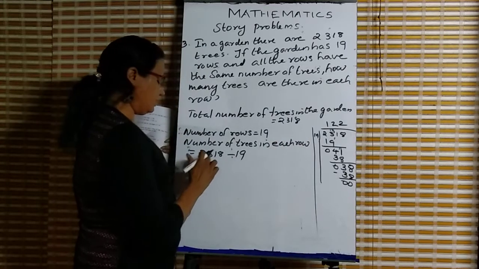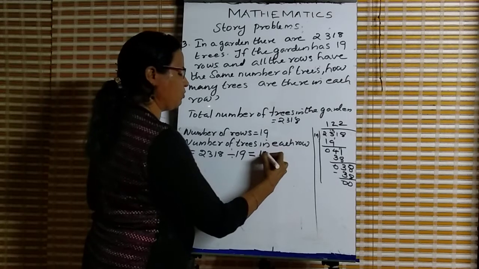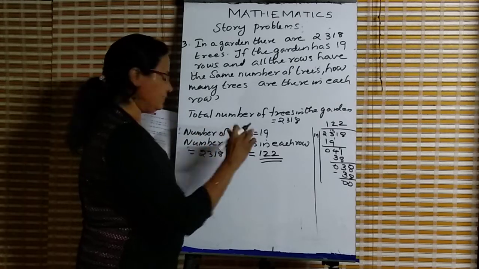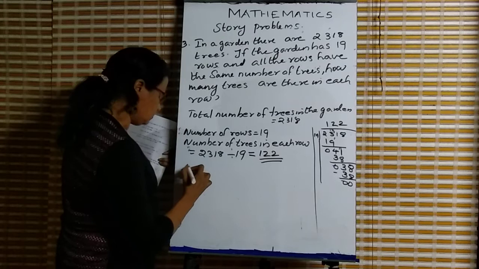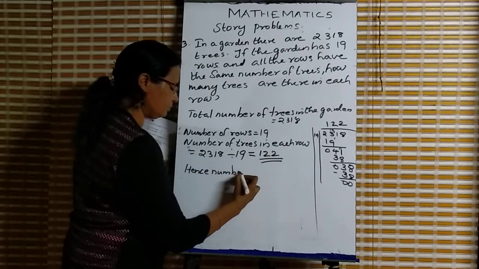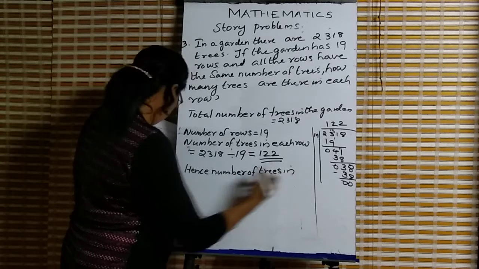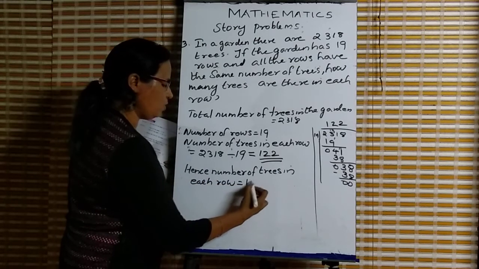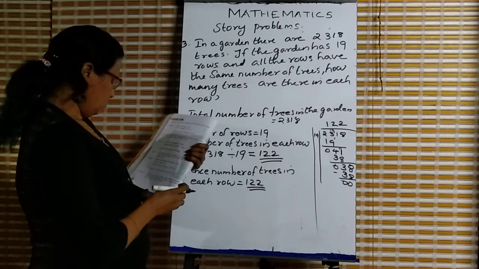So 2318 division 19 is equal to 122. There are 19 rows and each row has 122 trees. Hence, number of trees in each row is equal to 122. Write this in your notebook.